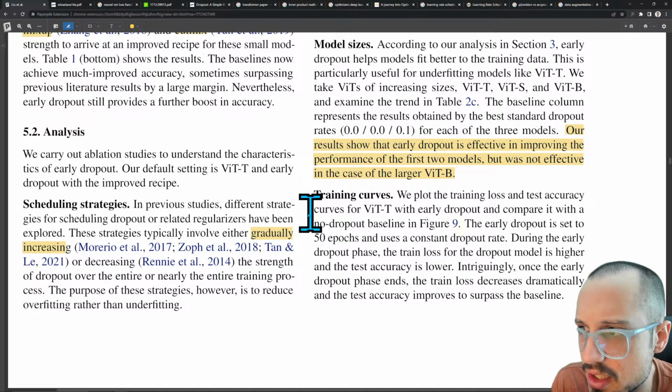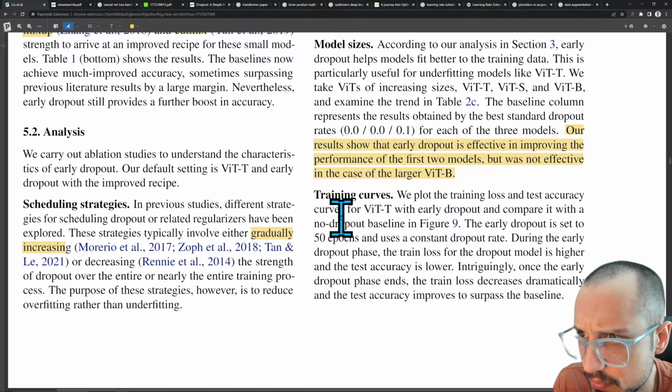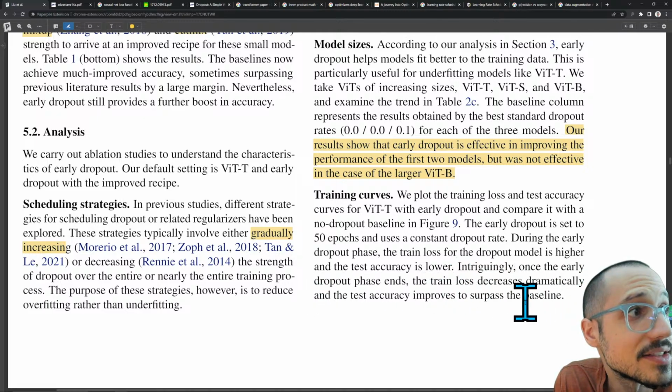Plot the training loss and test accuracy with early dropout and compare it with a no dropout baseline. Early dropout is set to 50 epochs and uses a constant dropout rate. Training loss, dropout model is higher and the test accuracy is lower. Intriguingly, once the early dropout phase ends, the training loss decreases dramatically and the test accuracy improves to surpass the baseline.